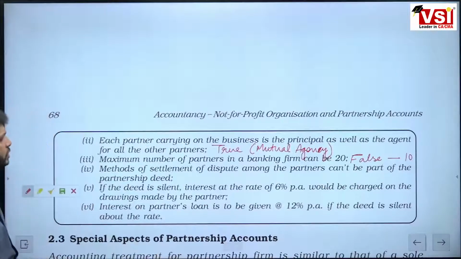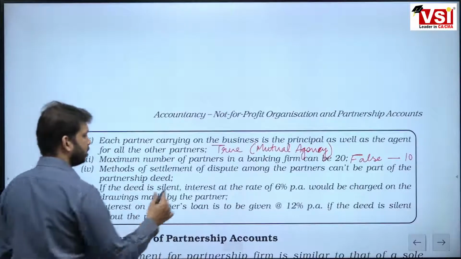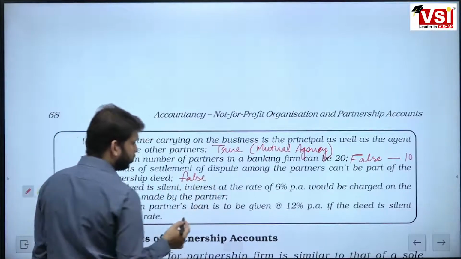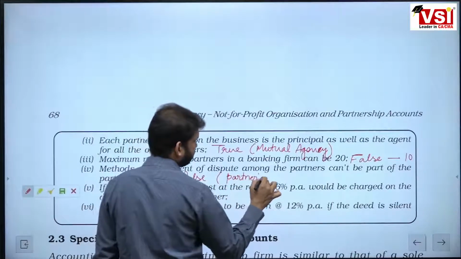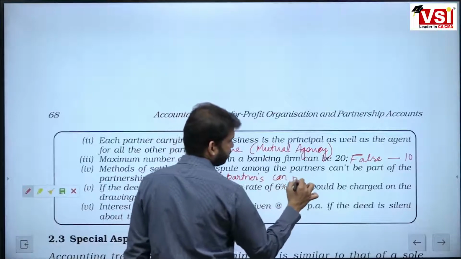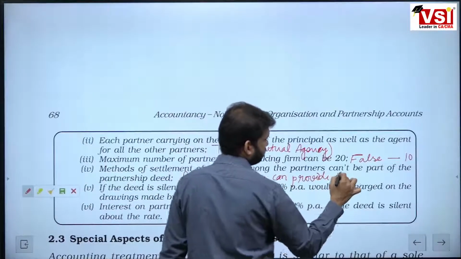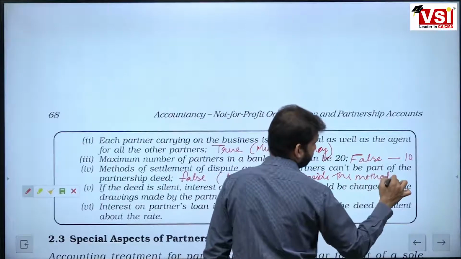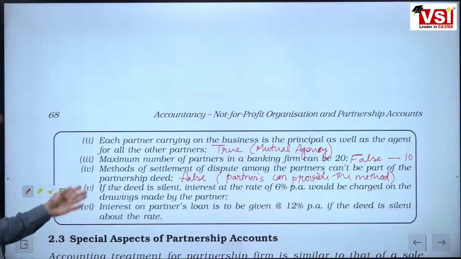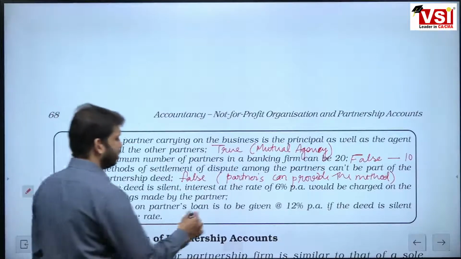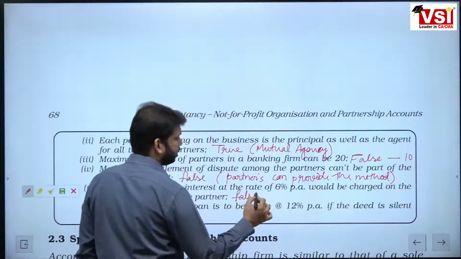Methods of settlement of dispute among the partners can't be a part of partnership deed. No, false. We learned that partners can provide the method. I told you about the arbitrators. Then if the deed is silent, interest at the rate of 6% per annum would be charged on drawings made by the partner. False. No interest on drawings.